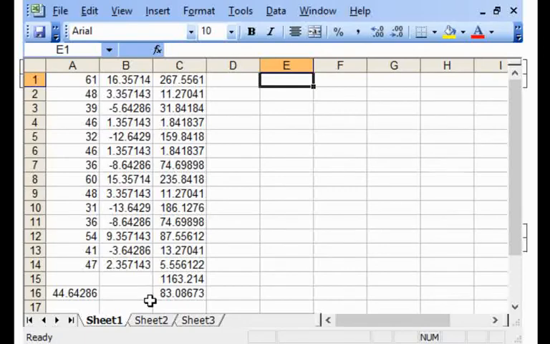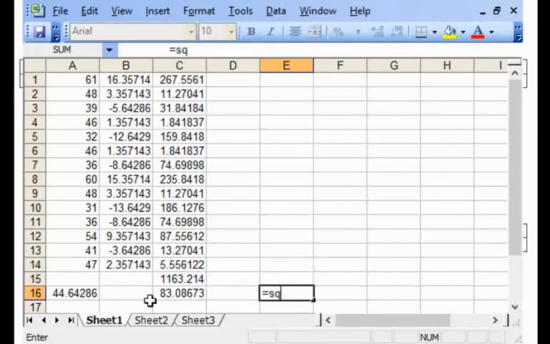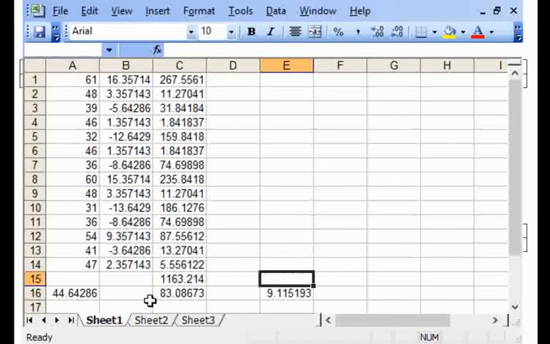So my variance is 83.08673. Lastly, to find the standard deviation, I find the square root of that. And the standard deviation here is 9.115193. So if you were going to write this down, I would just write down 9.1. That's the whole procedure that I just ran through. Try that out for 2 and 3 as well. But try number 1 out.